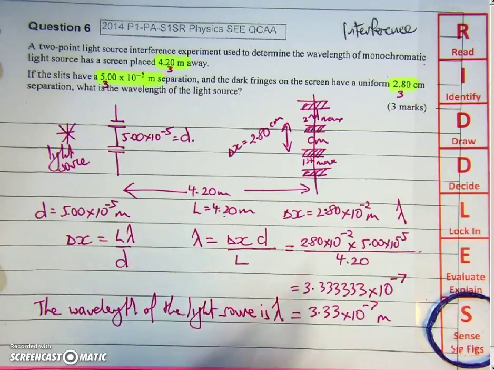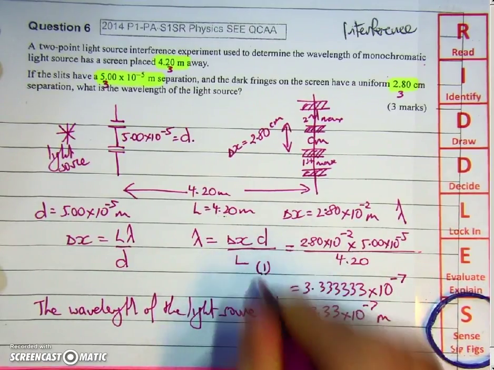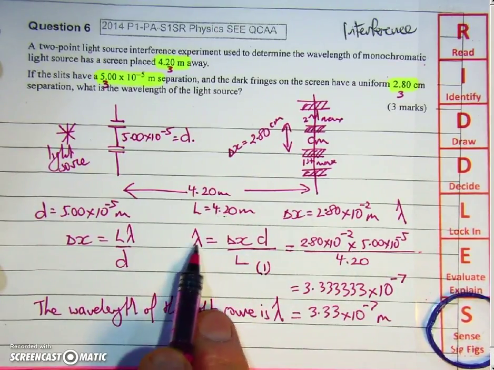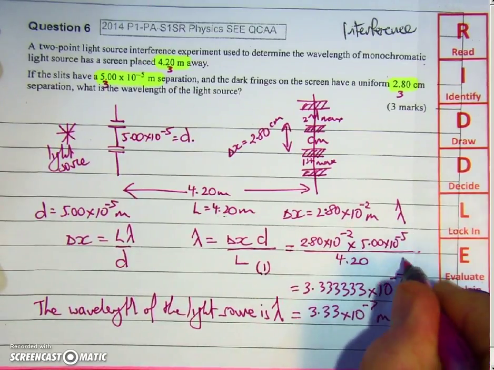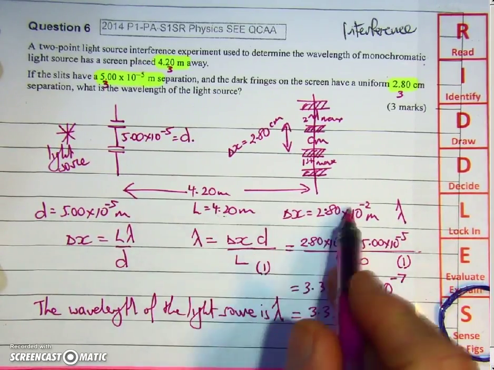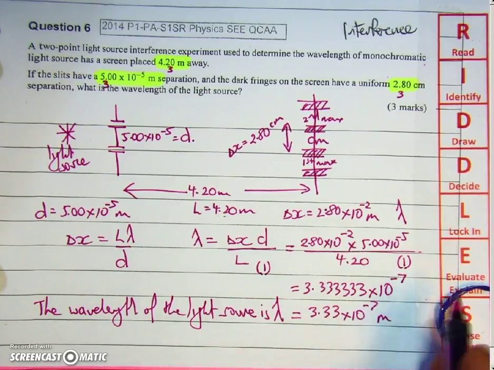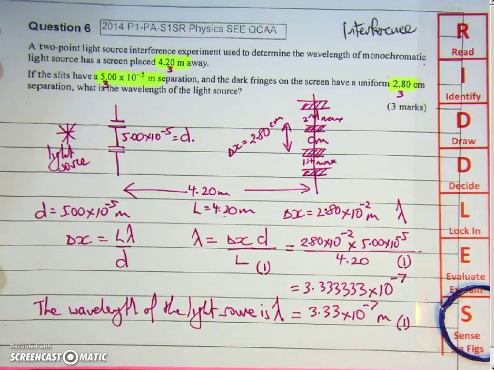When we're looking at the marking scheme, this question is worth 3 marks. You get 1 mark for getting the formula with lambda, the wavelength, being the focus of the formula. You get 1 mark for substituting in all of these values correctly, and then you get 1 mark for actually calculating the answer to the correct number of significant figures.